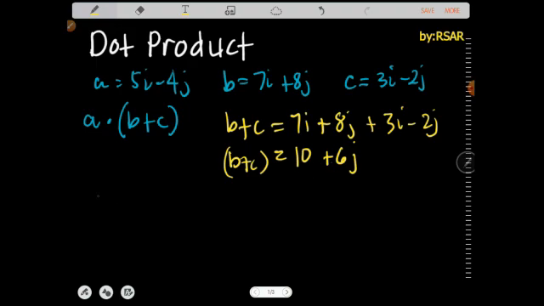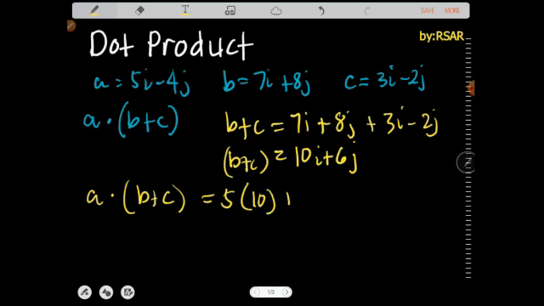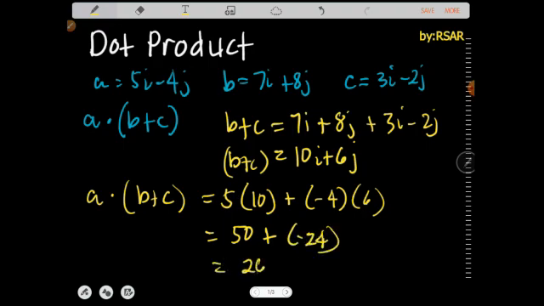So now we do the dot product of A and the quantity B plus C. That is equal to, putting the value of A, 5 times 10 plus negative 4 times 6. There is no problem because we already simplified the quantity B plus C. So, 5 times 10 is 50, plus negative 24, is equal to 26. That is now the dot product of B plus C and the vector A.